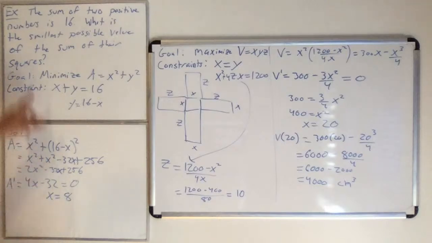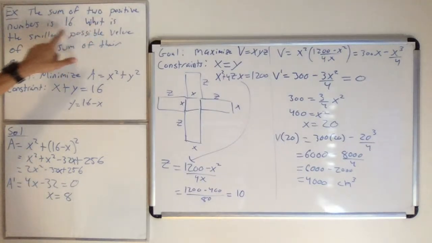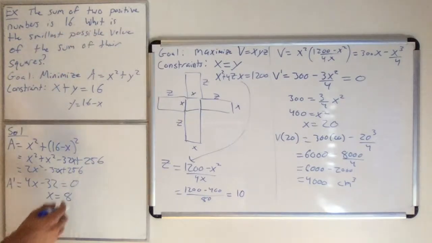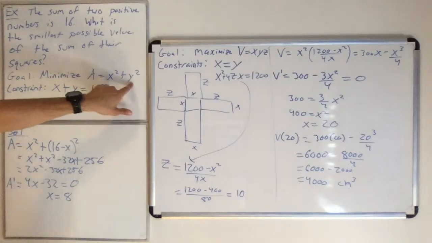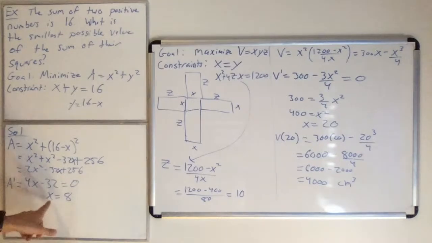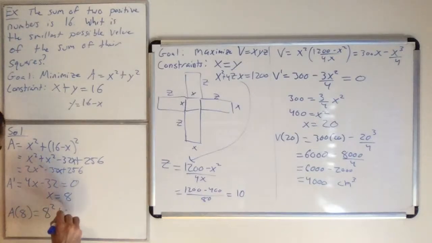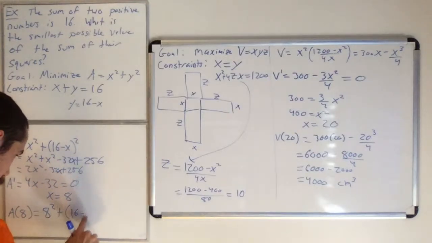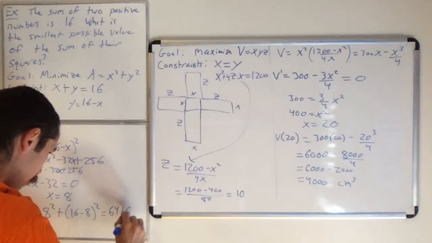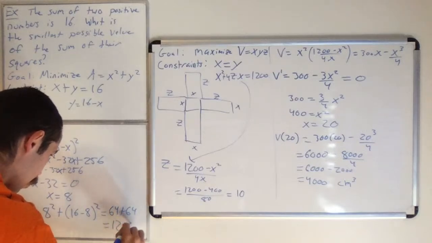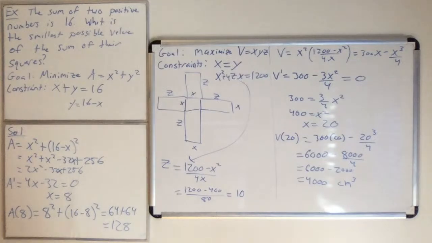Okay, and so how do we want to find what is the smallest possible value of their sum? So we want to find what the sum of their squares is. So we could find y and plug it into here, or we could just plug our x value into this expression here. So A of 8 is equal to 8 squared plus (16 minus 8) squared, which is 128.